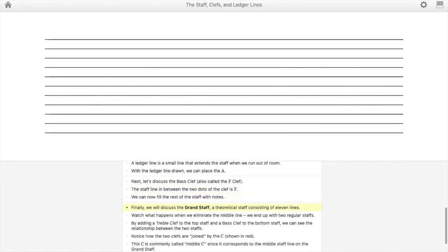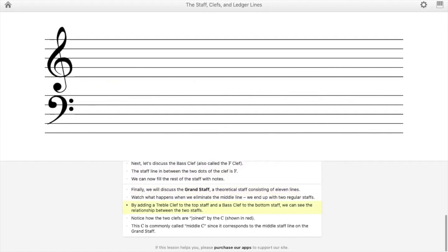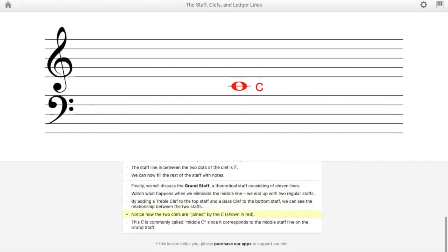Finally, if we take all 11 lines, for some reason when we make the grand staff, they omit the middle line, and they make the grand staff with the treble clef on top and the bass clef on the bottom. And the note that is on that middle line we refer to as middle C. If you have a piano at home, that is the note that is right in the middle of the piano, usually right underneath where the brand name of the piano is. That's middle C.